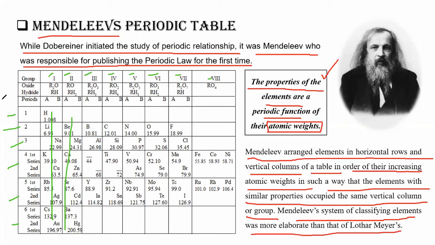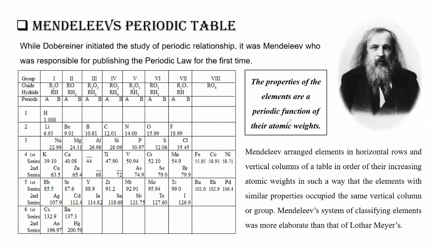So basically Mendeleev was unable to solve this problem of isotopes, and he was also unable to place the noble gases. Otherwise, if these two problems had been solved, there would have been no modern periodic table. Mendeleev's periodic table would have been perfect. Okay, so let us move to the next slide.